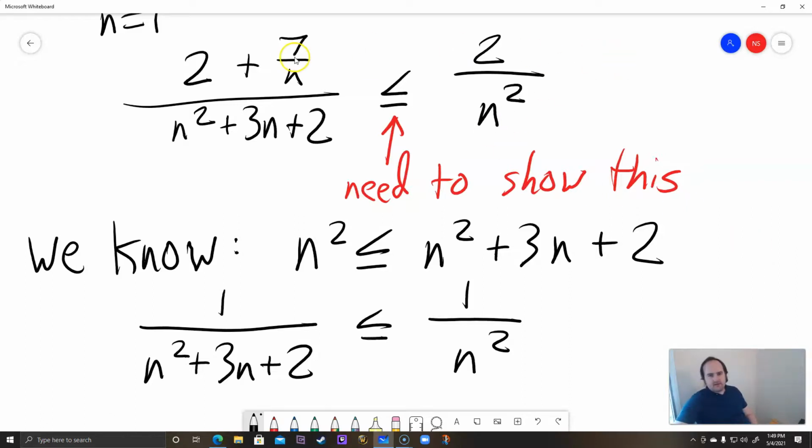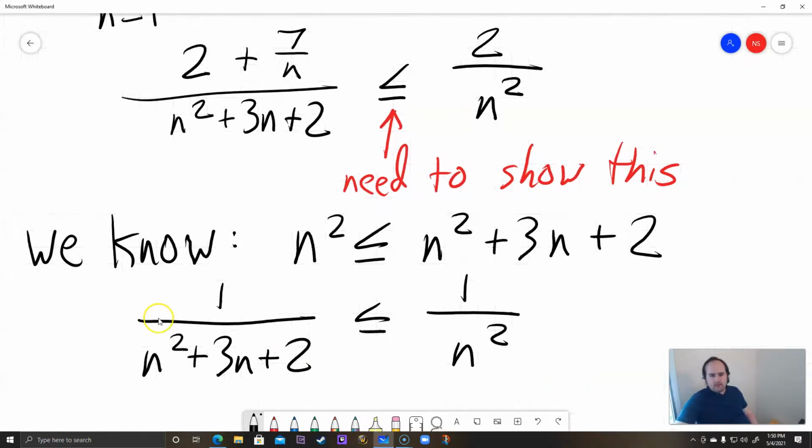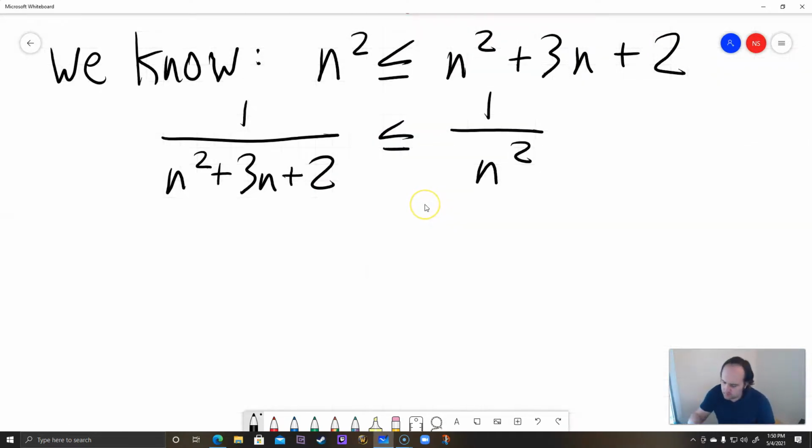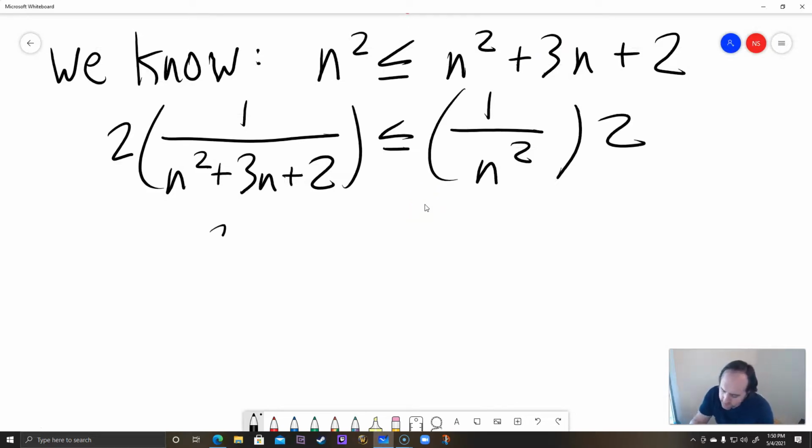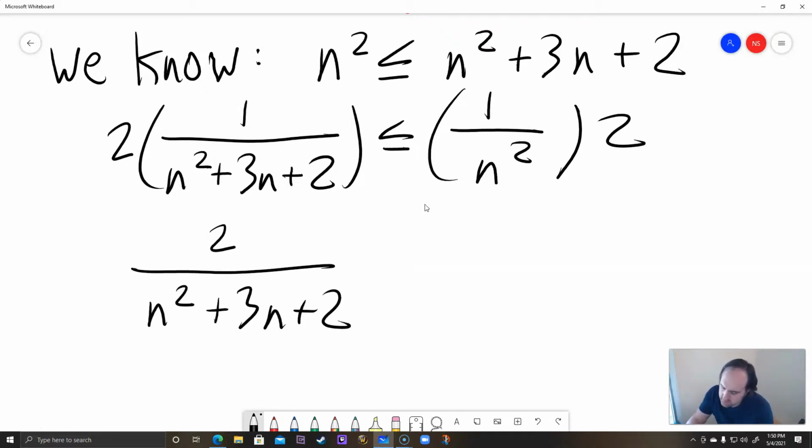And then how do we get this top part? How do we get 2 plus 7 over n is less than or equal to 2? Well, since this denominator is larger than that denominator, if I multiply both sides of this by 2, I get 2 over n squared plus 3n plus 2 is less than or equal to 2 over n squared.